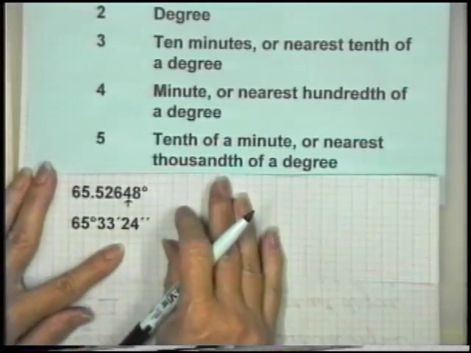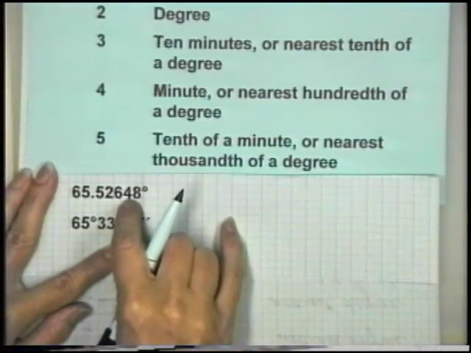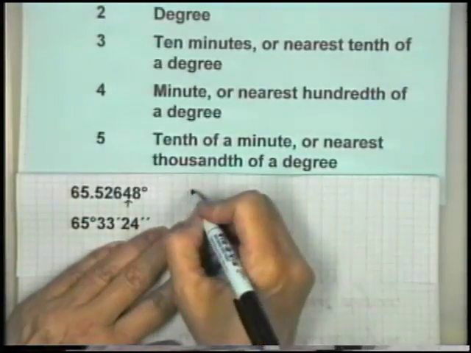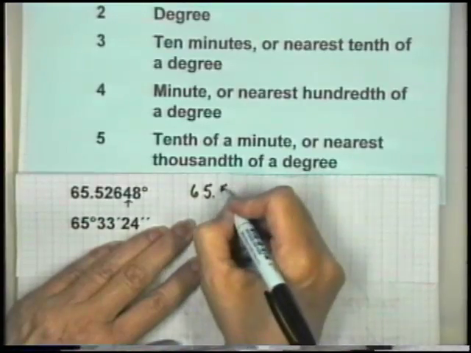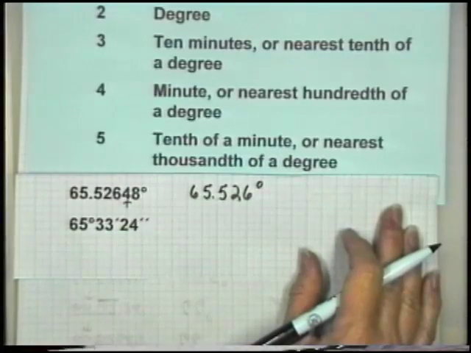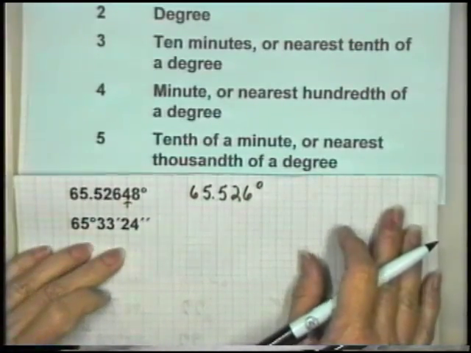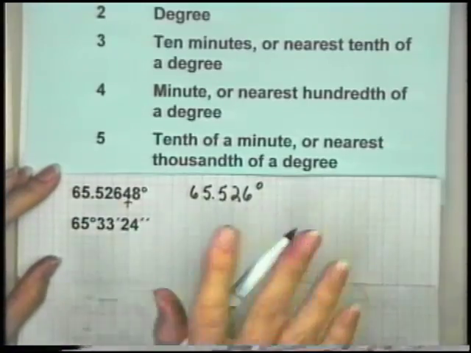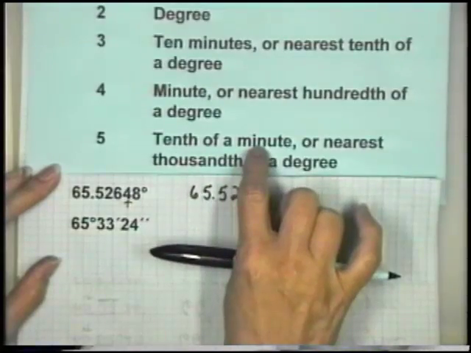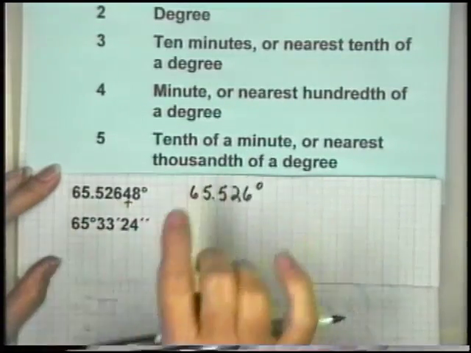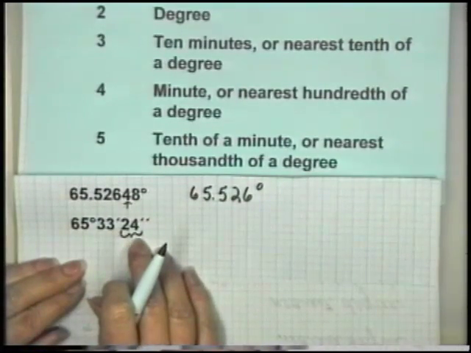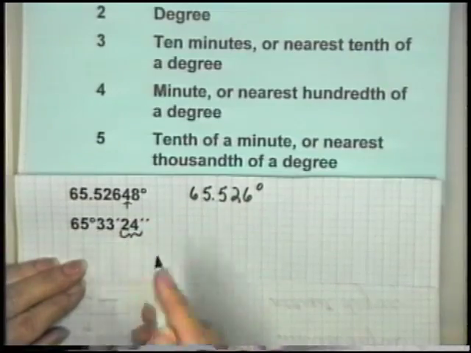So I look at the digit to the right of the thousandths place. Since that's a 4, that tells me to just leave the 6 as it is. And of course I drop the 4 and the 8, don't I? So that would be to 5 significant digits. Now let's look at this. Now notice it doesn't say to round to anything of the second. I'm supposed to round to the nearest tenth of a minute. So I have to figure out what part of a minute these 24 seconds are.